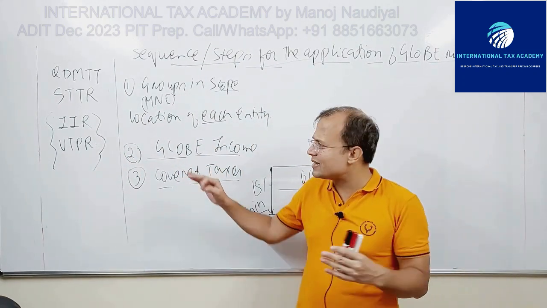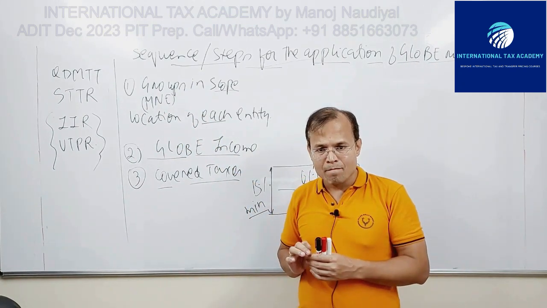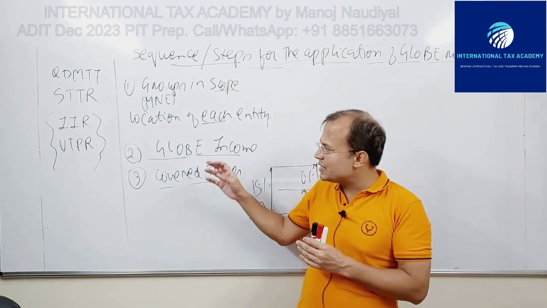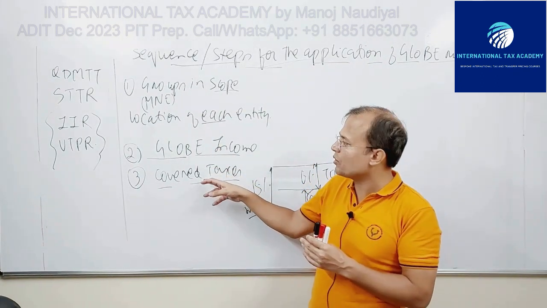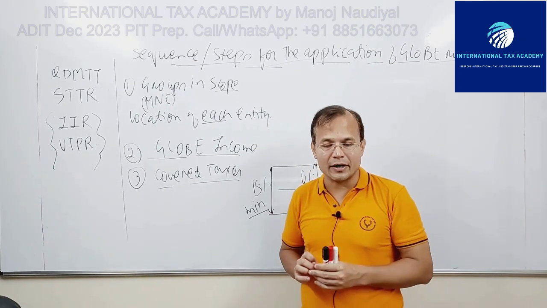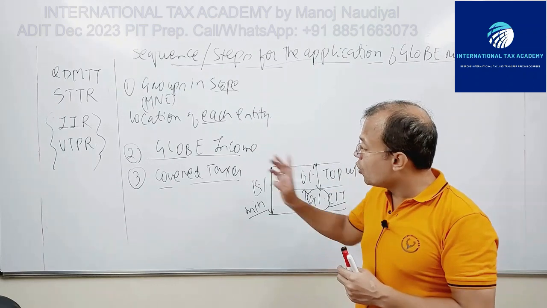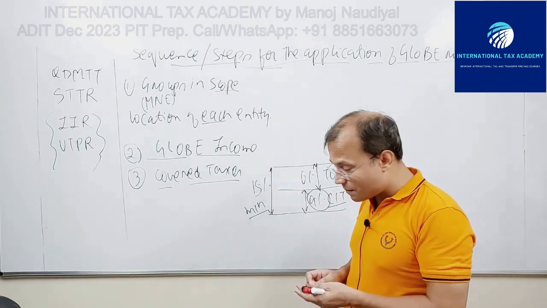That is why I am saying that this is just the sequence of steps and the basic mechanics. And it is especially the calculation of the income and the calculation of the taxes which makes these rules so complicated and so intricate. Groups in scope, GLoBE income, covered taxes. Number 4.